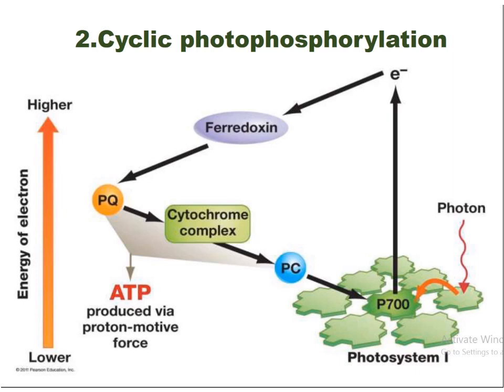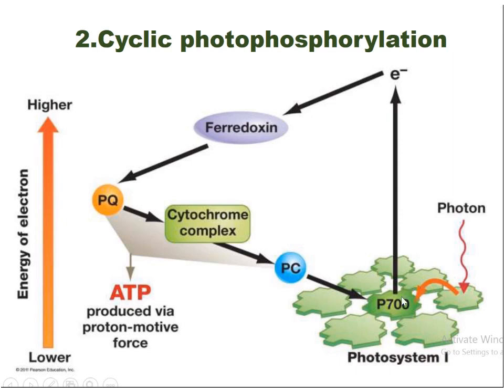In this process the electrons travel through different carriers of the electron transfer system and then return back to photosystem 1. That's why this is called cyclic photophosphorylation. It takes place in the grana of the chloroplast, and it requires the participation of photosystem 1 only. No photosystem 2 is required here, and the movement of electrons is cyclic.